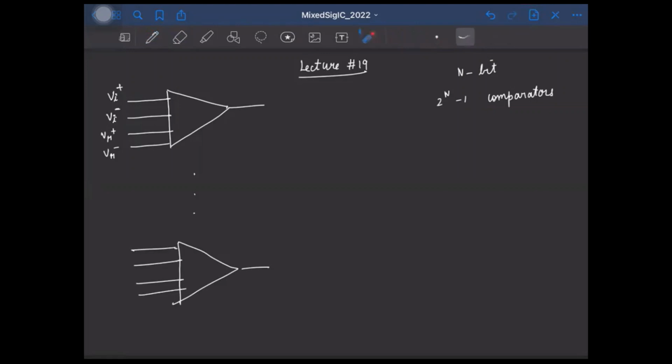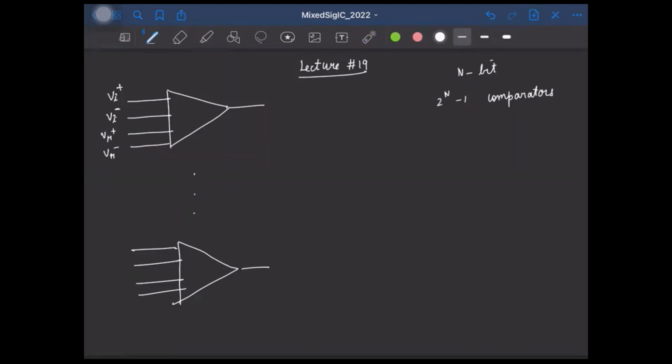Now, although in the Flash ADC we have this area overhead, the advantage with the Flash ADC is that it is the fastest ADC we can have, right? Because the time required for entire digitization is the time taken by only one comparator. So the delay of only one comparator is what determines the speed of the ADC. So if you want to have a very high speed ADC, Flash ADC is the way to go. And in a later class, we will see a technique by which we can further improve the speed of the ADC.